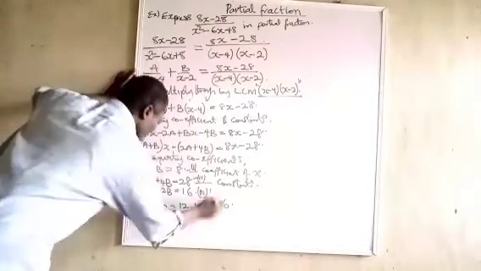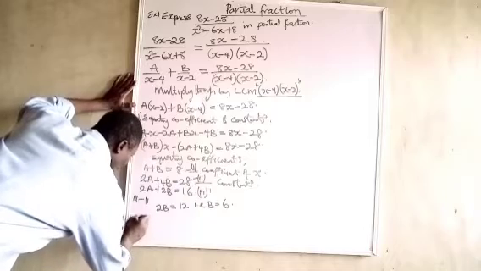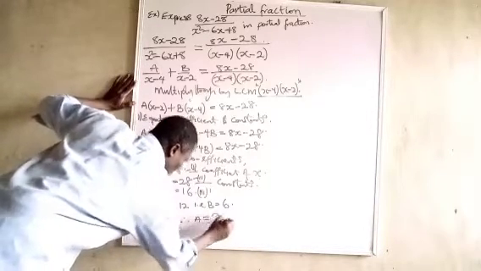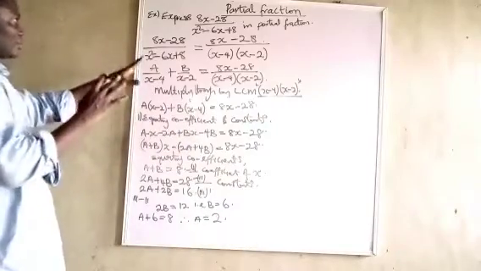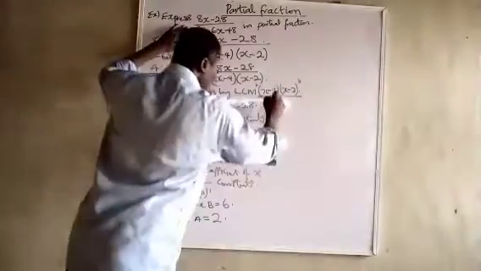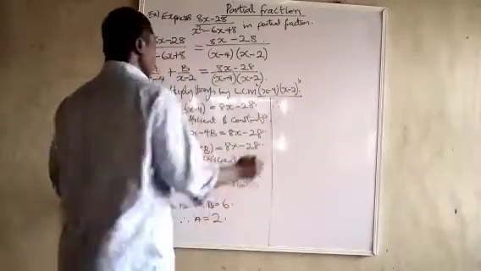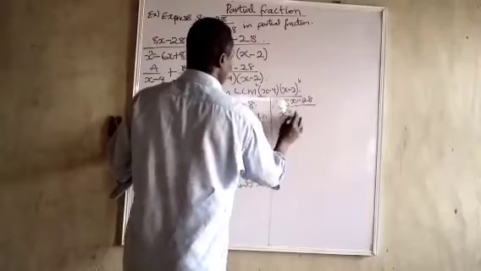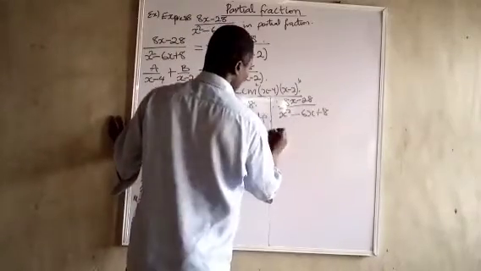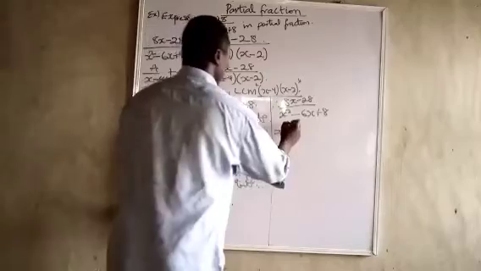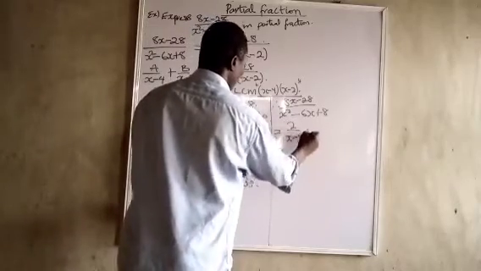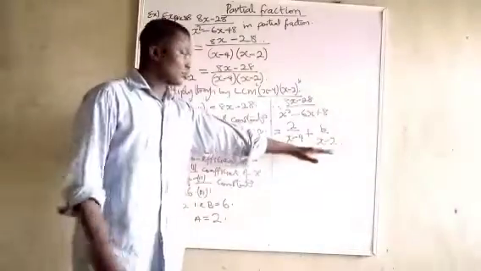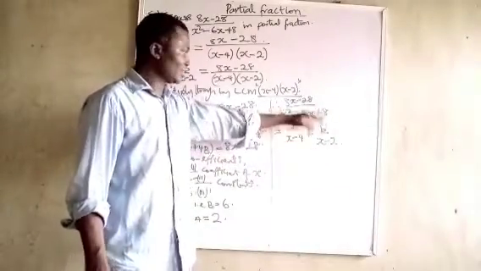And then substituting 6 for b in 1, a plus 6 is equal to 8. Therefore, a is equal to 2. So the partial fraction will be 8x minus 28 over x squared minus 6x plus 8 equals 2 over x minus 4 plus 6 over x minus 2. So this is the partial fraction that gave us this in the first place.